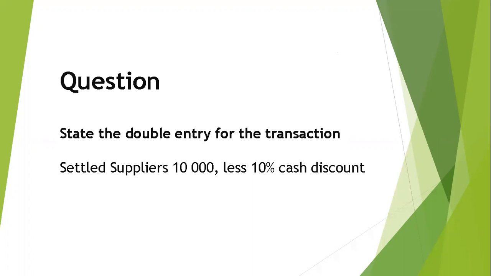That means we have settled 10,000, but we are only giving 90% cash of 10,000. The other 10% is discount. So 90% of 10,000 is $9,000. So we are going to give the cash amounting to $9,000. The other $1,000 is a discount.